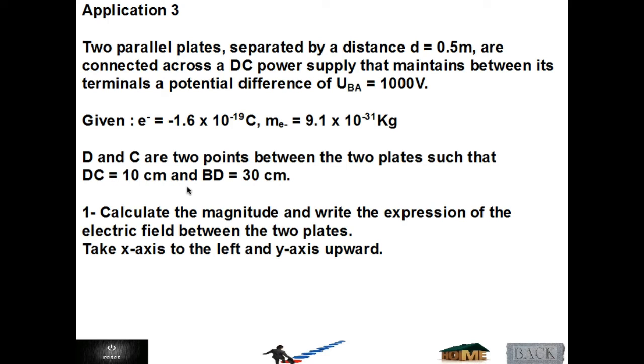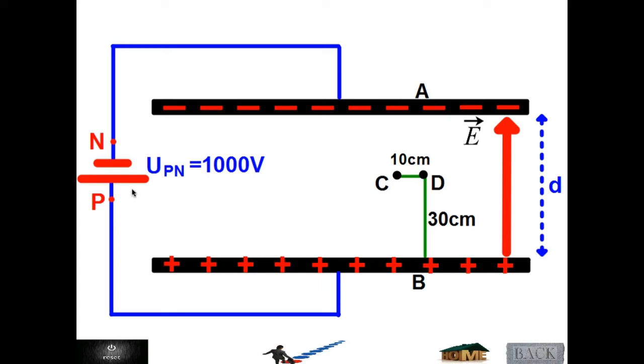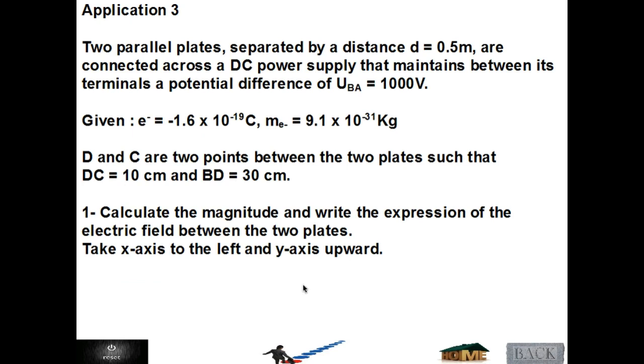D and C are 2 points between the two plates such that DC is 10 cm and BD is 30 cm. These are the two plates connected across a battery of 1000 volt. These are the 2 points D and C separated by 10 cm, and DB is 30 cm. Part 1. Calculate the magnitude and write the expression of the electric field between the two plates. Take x-axis to the left and y-axis upward.